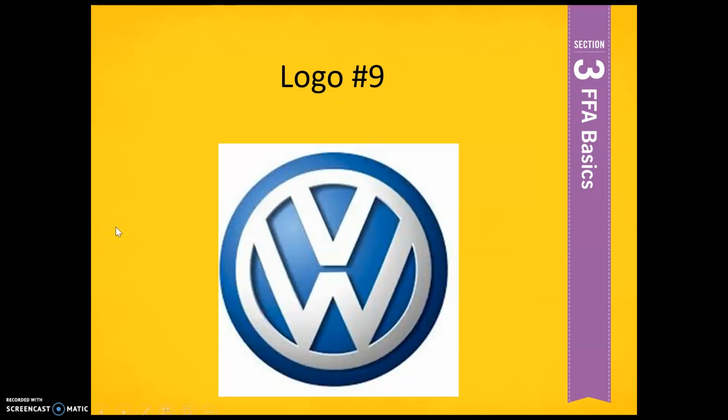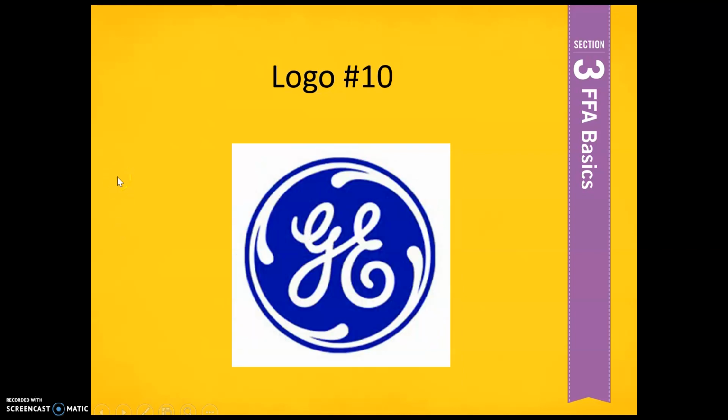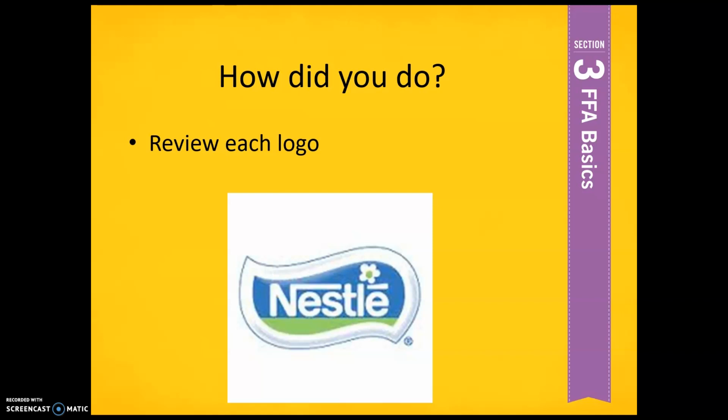Number 9, Volkswagen, car manufacturer. Well, this one's a little tricky too. Number 10, GE, General Electric. They make appliances, refrigerators, washing machines, things like that. So how did you do?